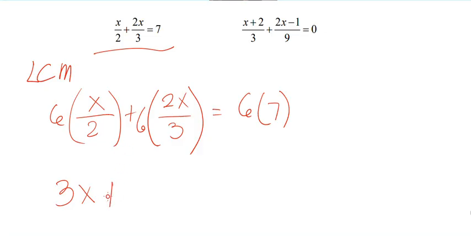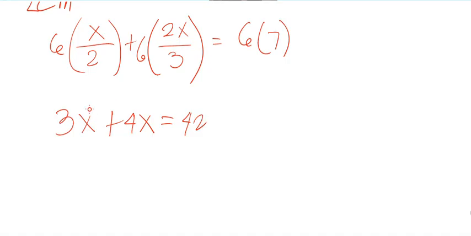Next, 6 divided by 3 equals 2, and 2 times 2x is 4x. So that is 4x. Now, 6 times 7 is 42. Adding both sides, we get 7x equals 42. Moving on, divide both sides by 7.